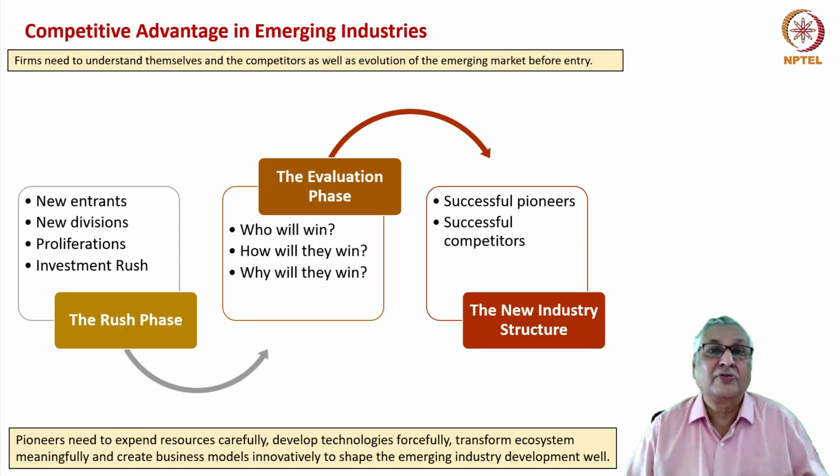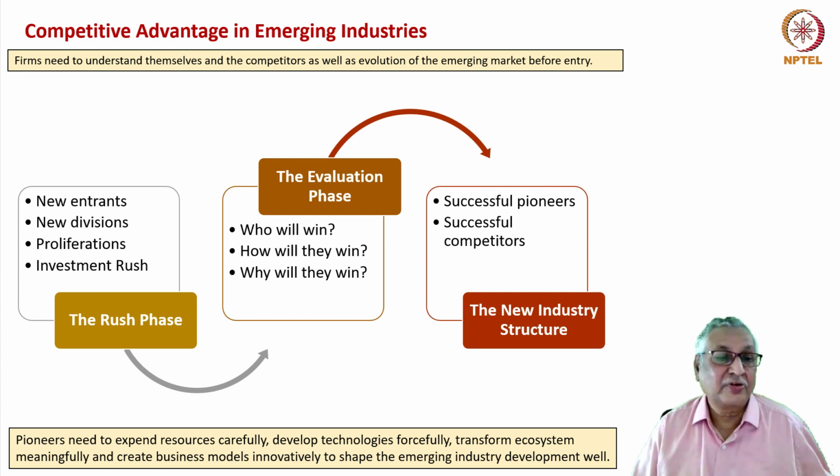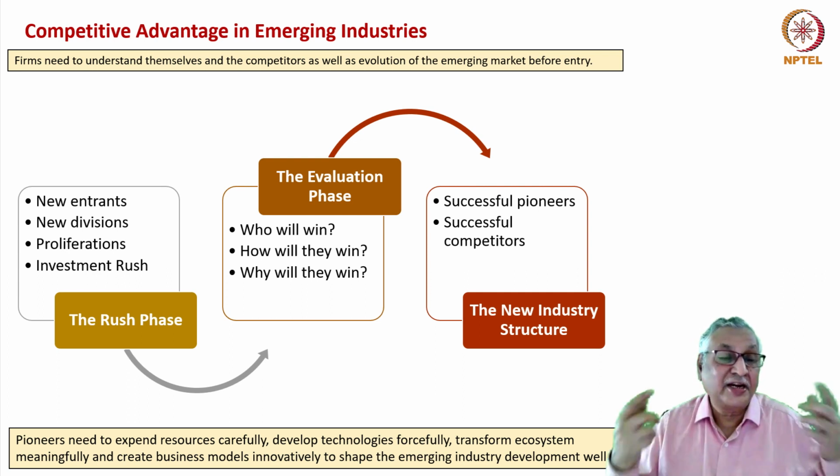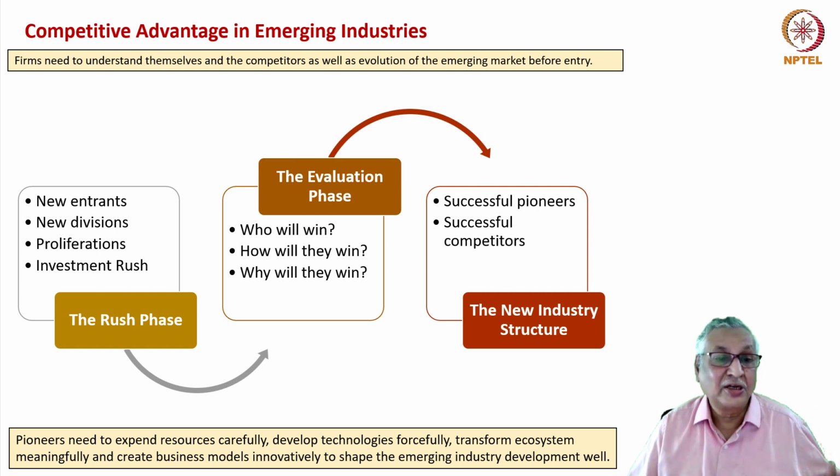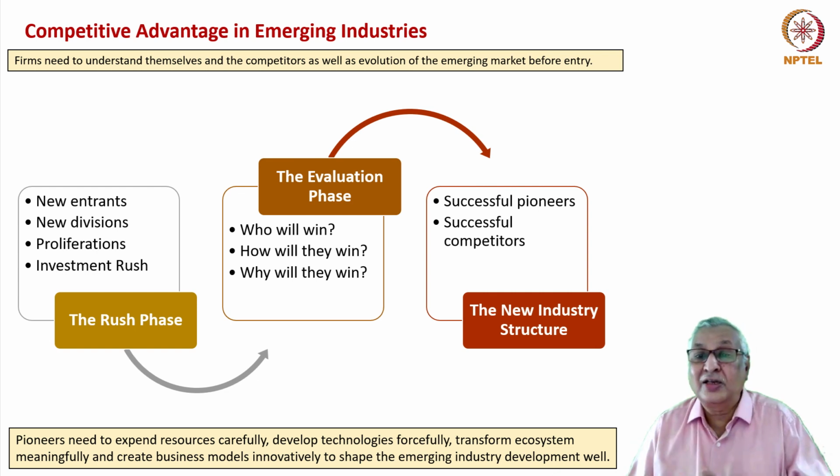How do you get competitive advantage in emerging industries? Firms need to understand themselves and the competitors as well as evolution of the emerging market before entry. There is a rush phase when you have new entrants, new divisions, proliferations, investment rush. That is the heady phase of emergence of a new technology and the formulation of the new emerging industry structure. Then sanity sets in. The reality of technological proof sets in. Then the evaluation phase comes in. Who will win? How will they win? Why will they win? And finally, after these two phases, you get the new industry structure.